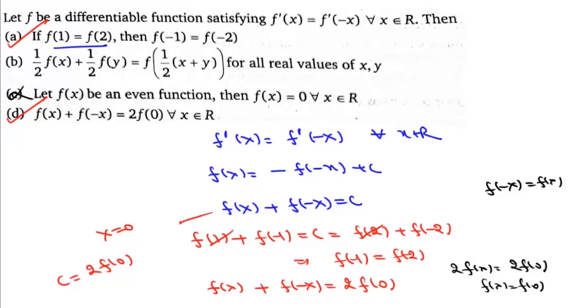Now in B, if we replace y with minus x, we can write fx plus f minus x will be 2 times f0, which matches with our condition. But then in one special case, this condition is equal to this condition. But generally for different values of x and y, this condition is not true for our function. So this option B may not be correct. So the correct options are only A and D.